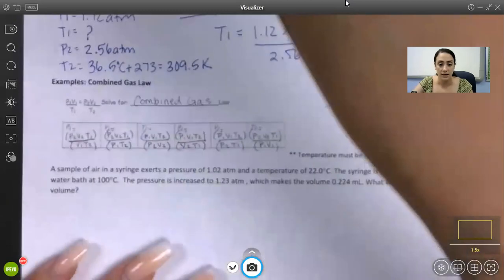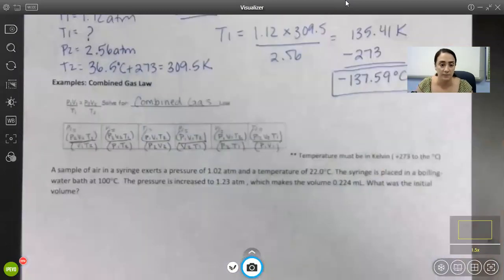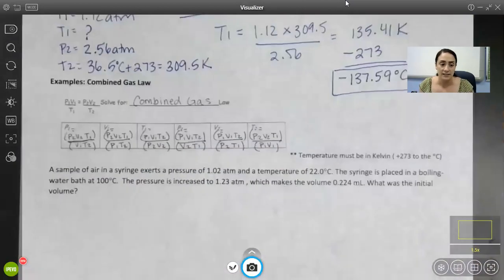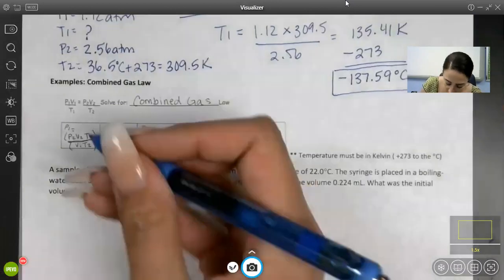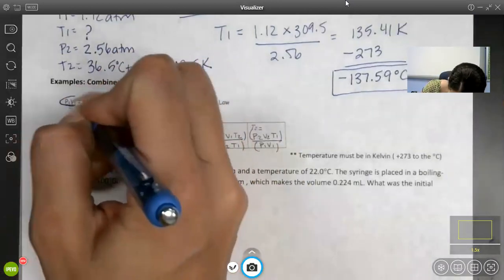Now we're going to look at the combined gas law. With the combined gas law, it's actually all three laws, Boyle's law, Charles' law, and Gay-Lussac's law, combined into one big equation. So you do see that the equations are a little bit more complicated because we are combining all three gas laws. If you look right here, this is Boyle's law.